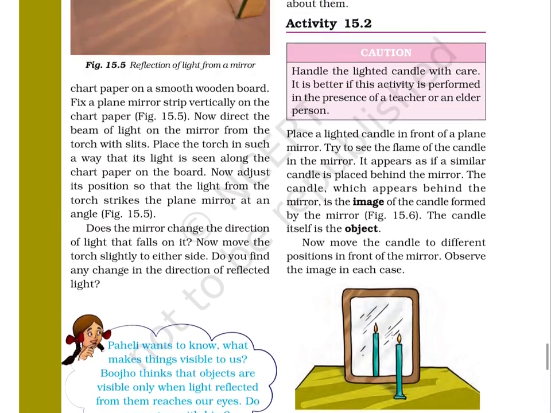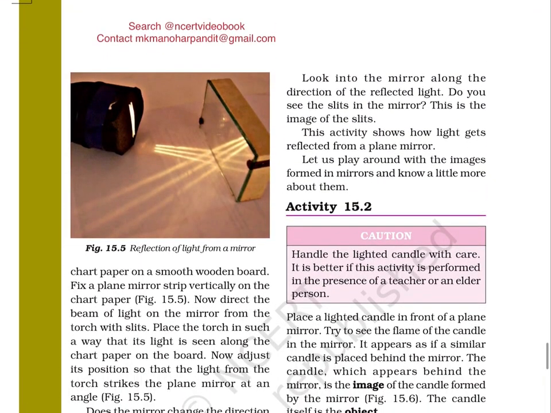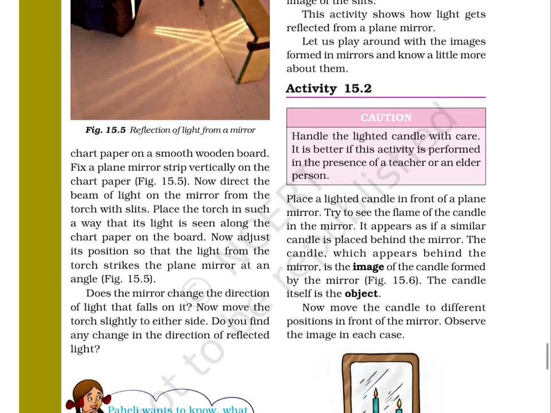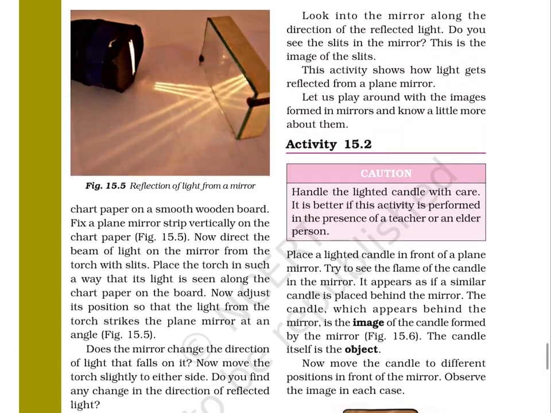Let us play around with the images formed in mirrors and know a little more about them. There's a thought bubble given here. A picture of Paheli is next to it. Paheli wants to know what makes things visible to us. Bojo thinks that objects are visible only when the light reflected from them reaches our eyes. Do you agree with him?